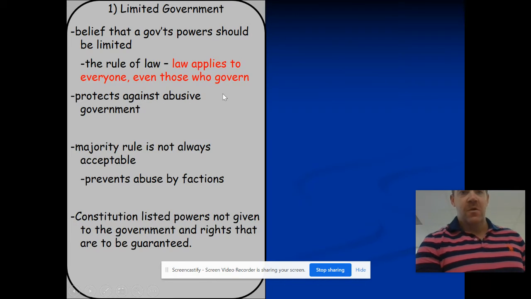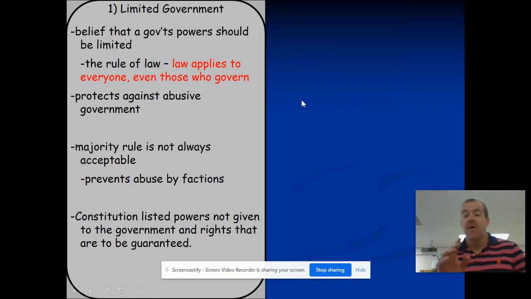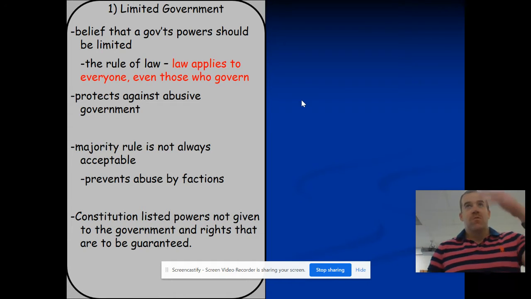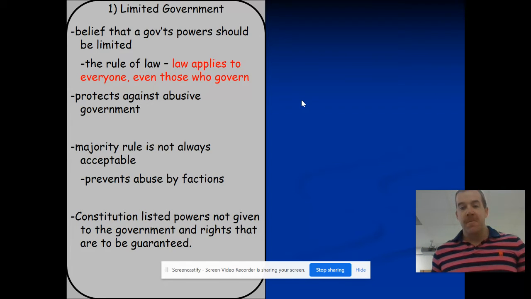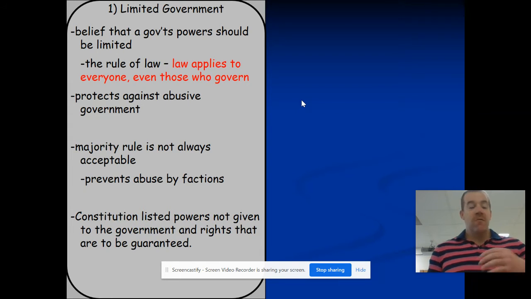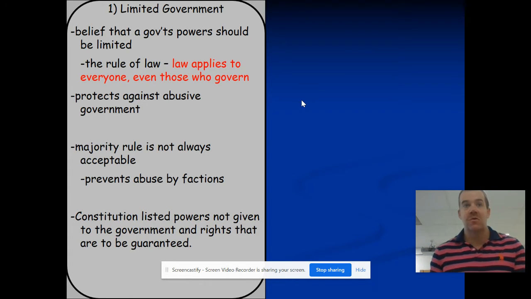Constitutional principles. One, a limited government, meaning that if you remember from when the colonies were ruled by Great England, they were very suspicious of a government with total control. So a limited government means that government's powers are not all encompassing, but they're somewhat limited.